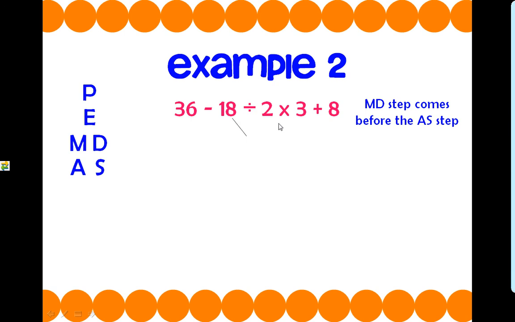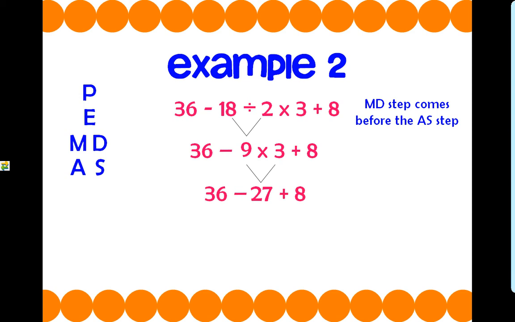So 18 divided by 2 is 9. Bring down that 36 minus, and then bring down everything else. I'm going to bring down the things I have not used. Now I look and I've got a subtraction, multiplication, and addition. Well, we're still in the multiplication and division step, so we're going to have to do this multiplying first. 9 times 3 is 27. Bring down everything we have not used.